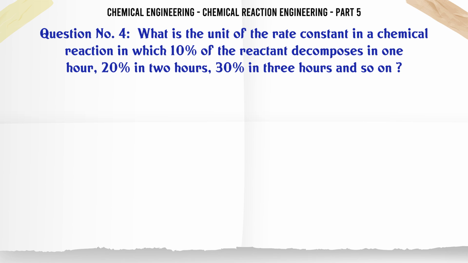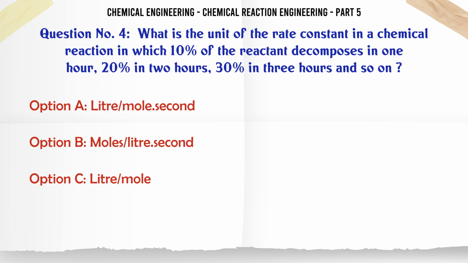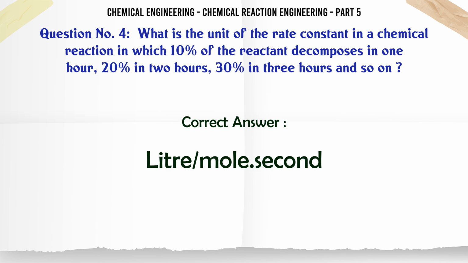What is the unit of the rate constant in a chemical reaction in which 10% of the reactant decomposes in 1 hour, 20% in 2 hours, 30% in 3 hours, and so on? A. Liter/(mole·second). B. Moles/(liter·second). C. Liter/mole. D. Liter/second. The correct answer is liter/(mole·second).